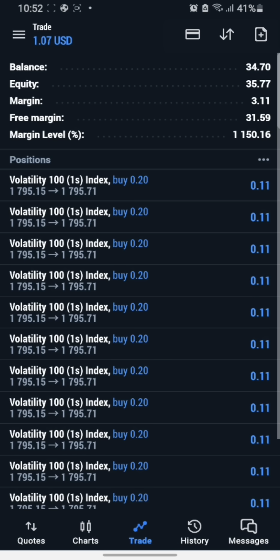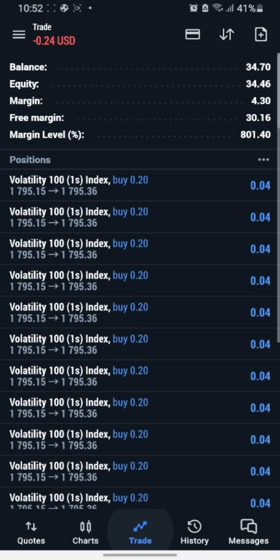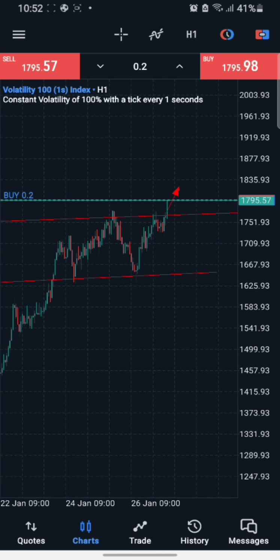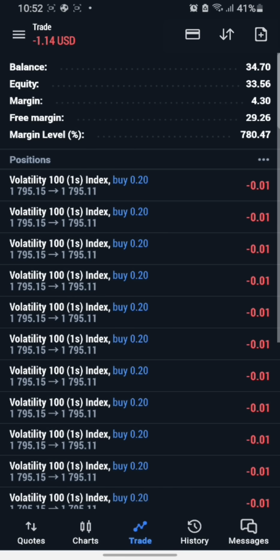So I'm adding positions because the market is still going up. The market is really still going up because it broke to the upside, and it broke with a very big candle, which means the bulls are very powerful, and they're going to stay in the market for a very long period. So during that very long period, you just have to buy and collect your profit.